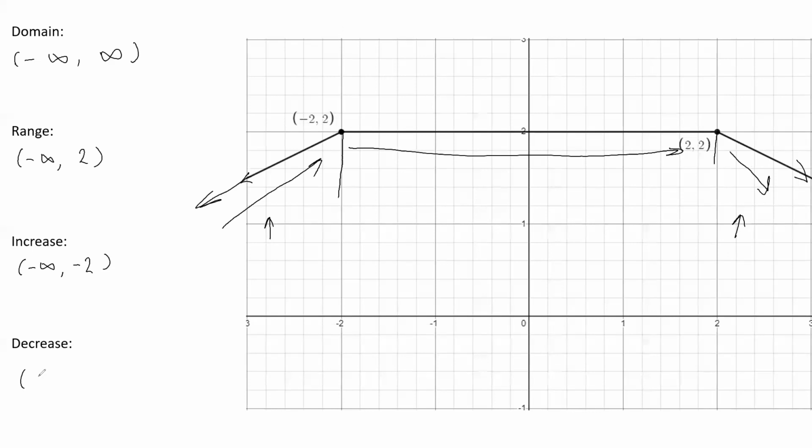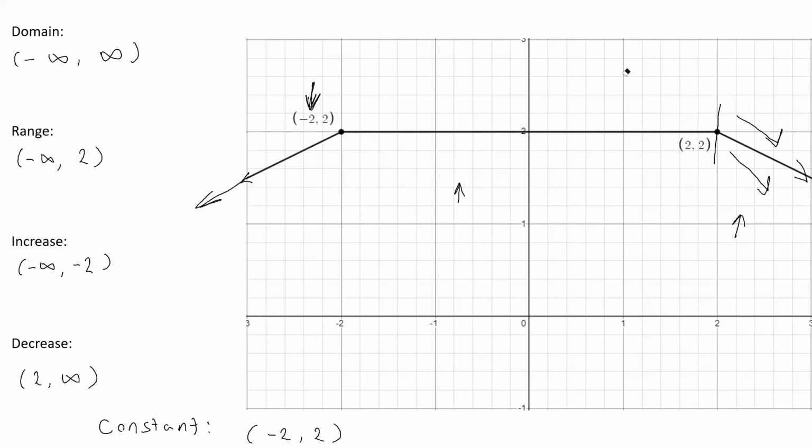And the interval of decrease will be from 2 to positive infinity, because after this wall, we're going down. And this wall exists at x equals 2, as we see in that point. Finally, our constant exists right here, this middle section, from x equals negative 2, that's this right here, to x equals 2. So we're just going to write that with parentheses, negative 2, comma 2, because that's where our line is flat. And that's what constant means. Hopefully that's clear. So let's move on to another example.